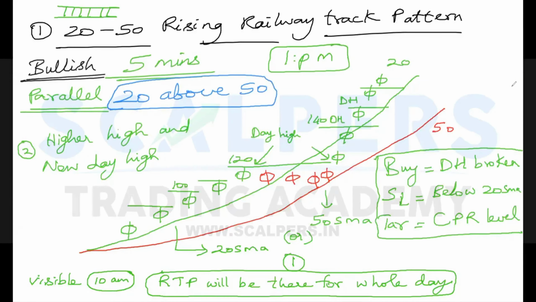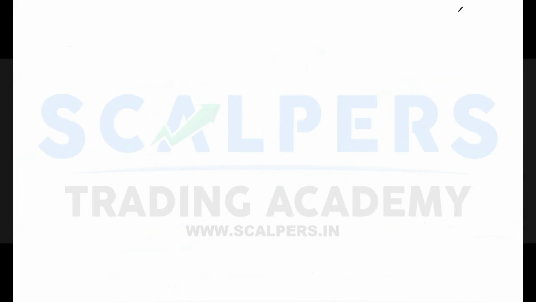So now we are going to see the falling RTP. For a bullish market, it is rising RTP. Now for a falling, bearish market, it is falling RTP. Everything will be opposite. Just sit comfortably in your chair and listen carefully.